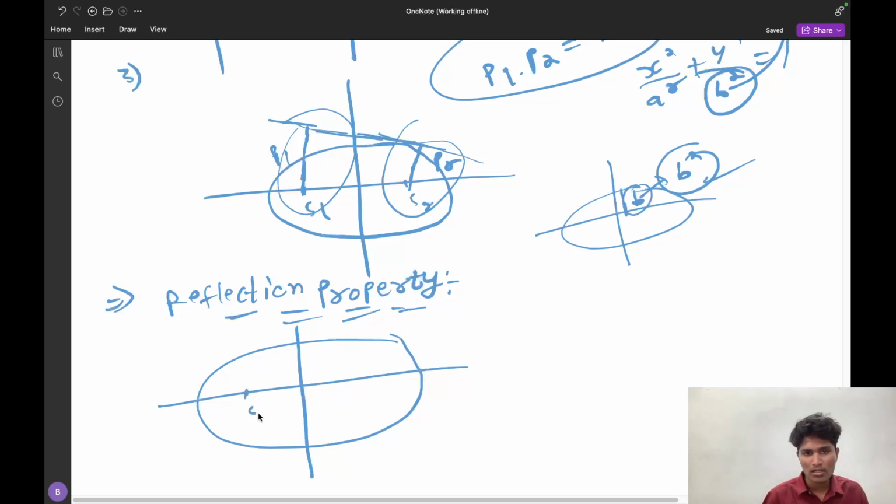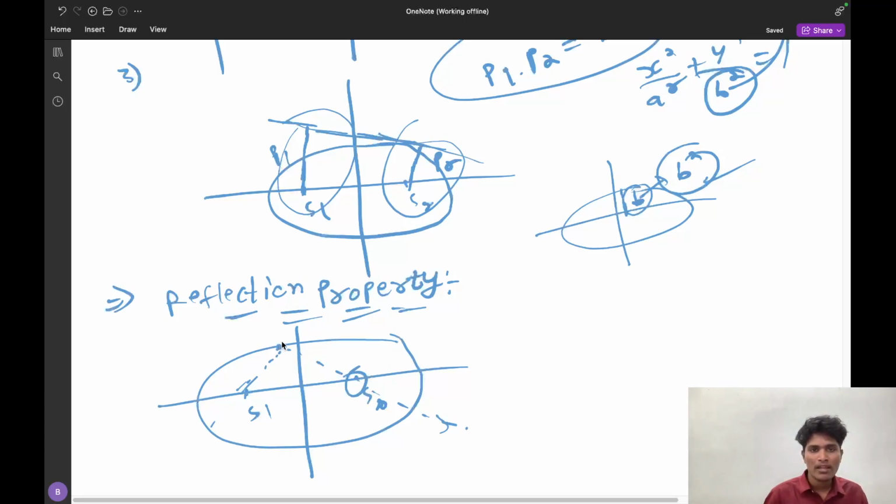Suppose this is S1 and this is S2. What they are saying is, suppose the rays are emanating; after striking the surface, they will pass through the other focus. This is a property of the ellipse, and the tangent and normals at the point.